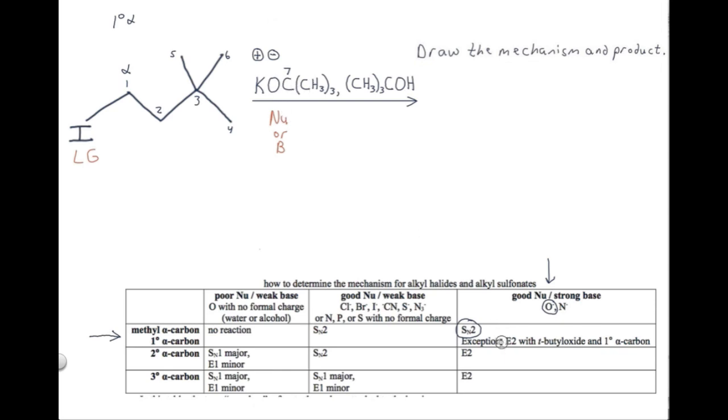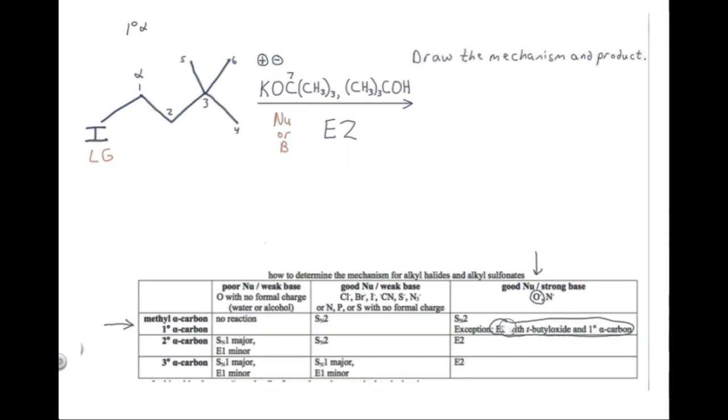Well, the table tells us then that here we're applying our exception. We have tert-butyl oxide, and we have a primary alpha carbon, so the table tells us that the mechanism is actually E2. Make sure you write down the name of the mechanism.